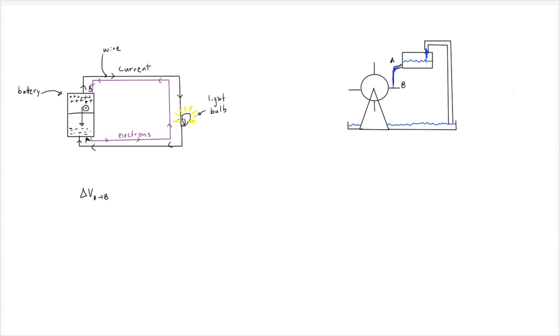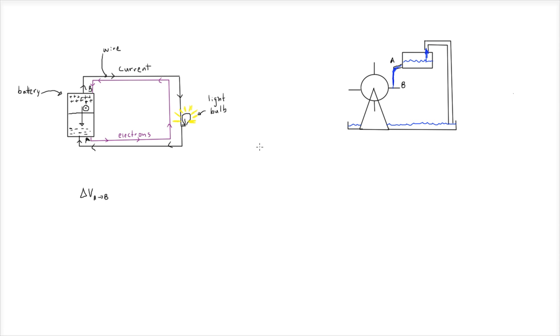Kind of in the middle of our circuit, right? A circuit is going to be a battery, wire, and then something like a light bulb. I have it connected to a light bulb, which is shining. And I've labeled a point here A and a point here B at the different sides of the battery.